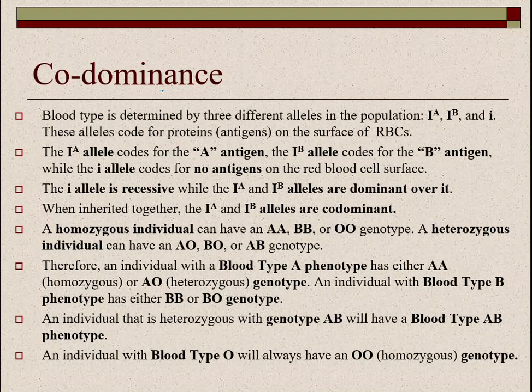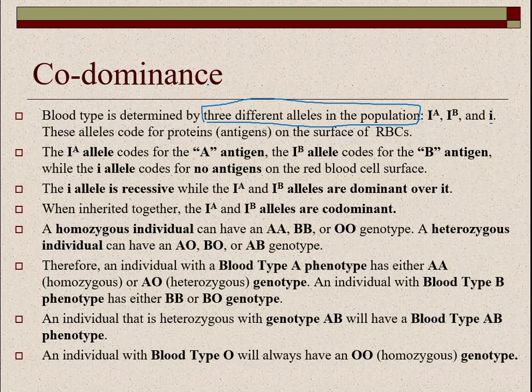Now, the second inheritance pattern that we're going to talk about is codominance. And the perfect example of this one is the ABO blood group. So our blood types are really determined by 3 different alleles in the population. We have the A allele, the B allele, and the I allele.